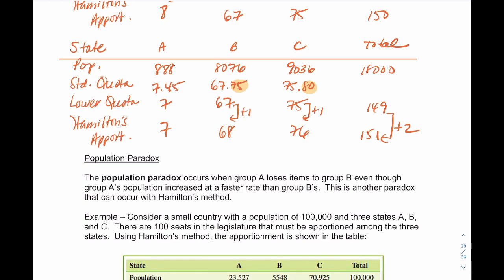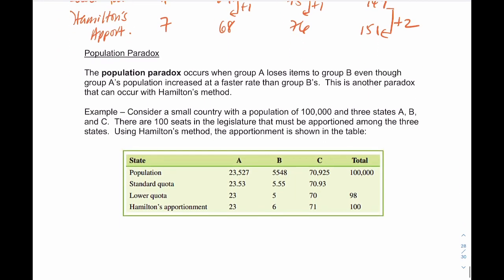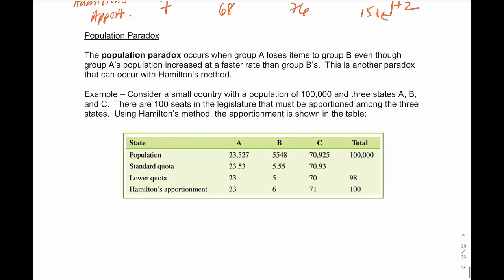Okay, let's take a look at the population paradox next. The population paradox occurs when Group A loses items to Group B, even though Group A's population increased at a faster rate than Group B's. Okay, so this has to deal with the rate of increase or decrease. This is another paradox, and again, all of these paradoxes occur within Hamilton's method. Okay, they can occur.